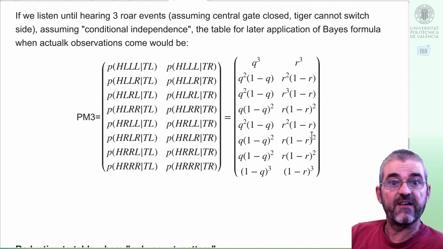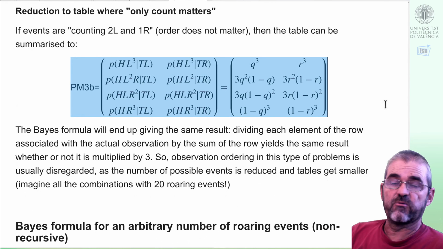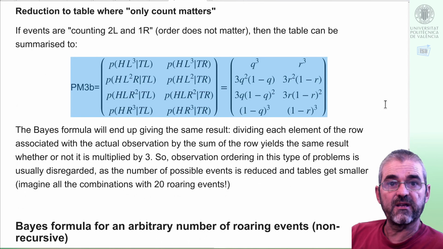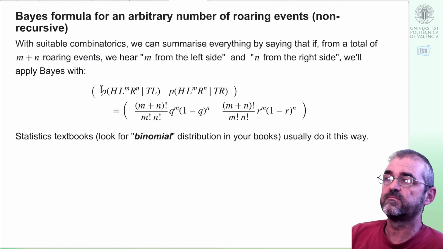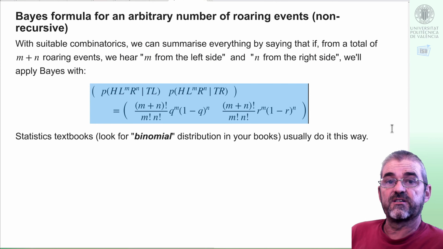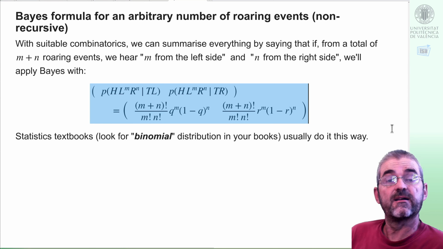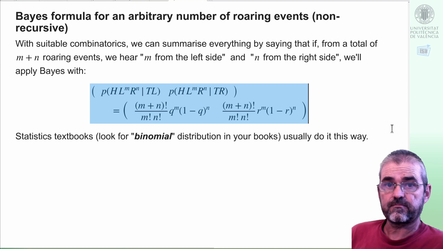And we also did it for an arbitrary number of roarings, in which I grouped all permutations having the same number of lefts and rights, so I used binomial coefficients. So I will have this conditional probability table only discussing when I hear m roaring events at the left door and n roaring events at the right-hand side door. So with this I would apply Bayes' formula.